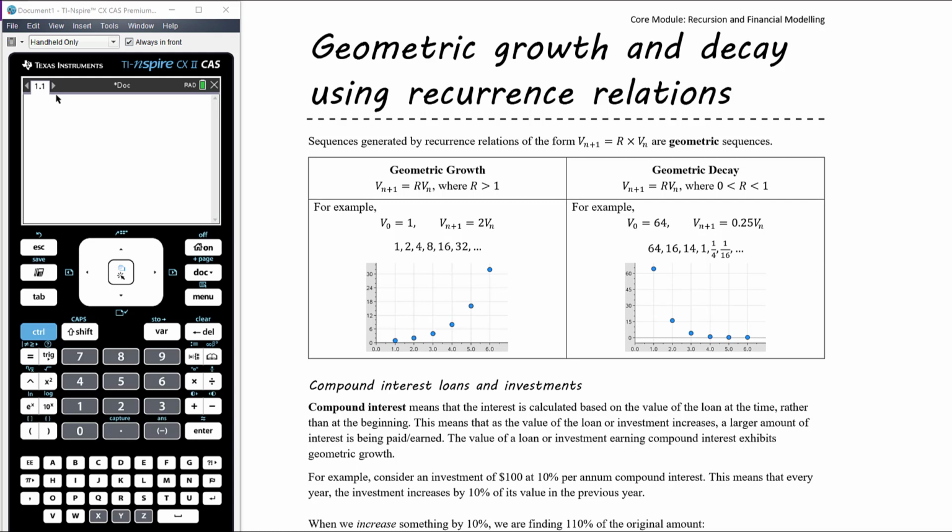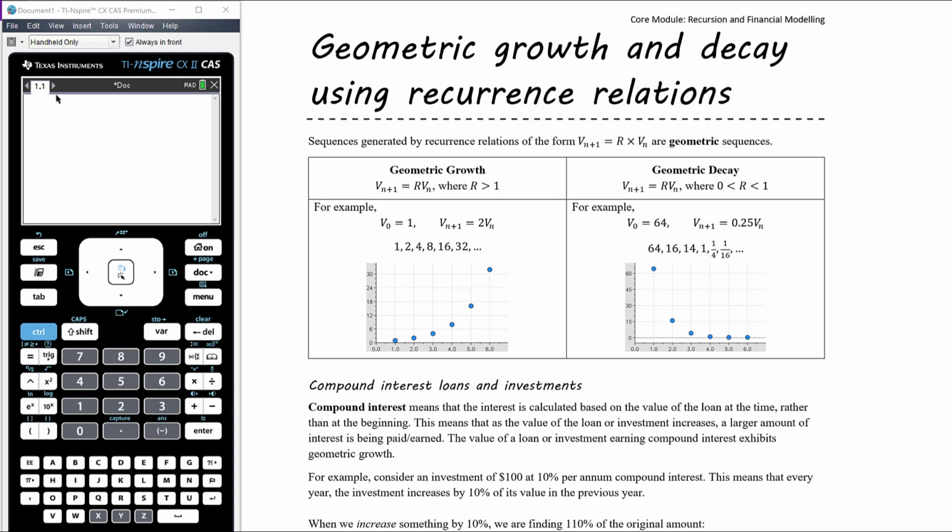Okay, so in the last two videos, we have been looking at linear growth and decay. And in terms of financial applications, that involved loans and investments earning simple interest and flat rate or unit cost depreciation. So what we want to look at over the next three videos is specific examples where we have geometric growth and decay.